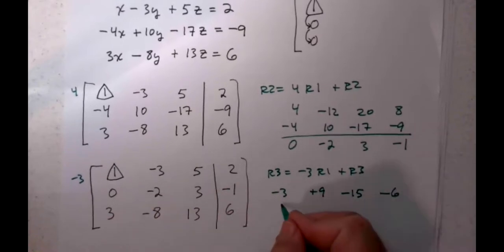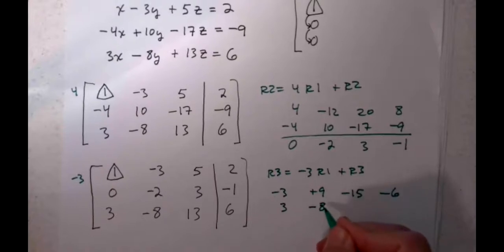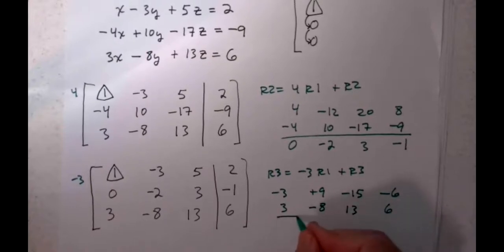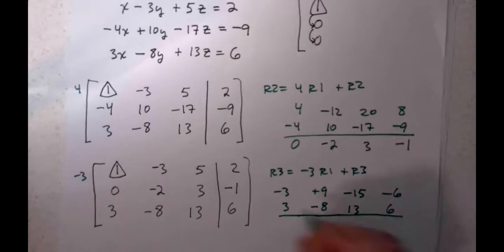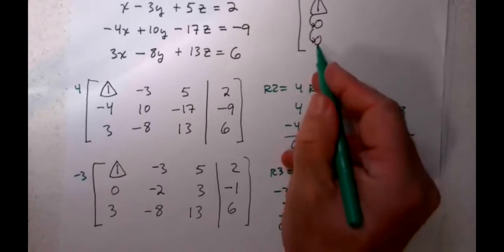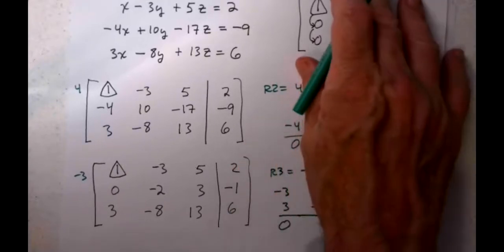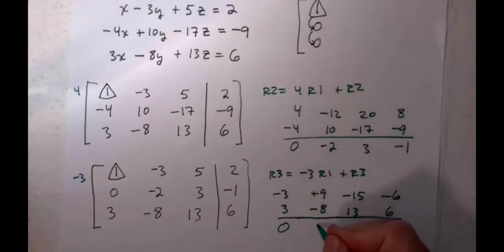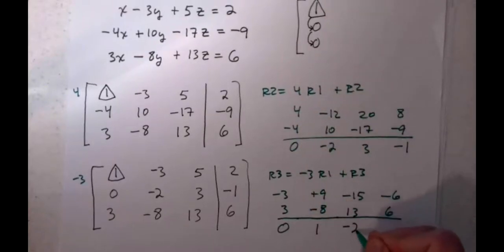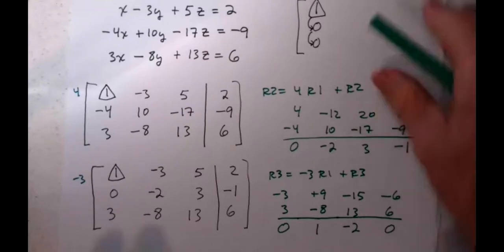Add that to row 3, which is 3, negative 8, 13, and 6. And what do we get? Negative 3 and 3 is 0. Good. We want a 0 in that lower left corner. 9 minus 8 is 1. Negative 15 and 13 is negative 2. Negative 6 and positive 6 is 0. This is my new row 3. So row 1 and row 2 are going to be the same as before. We're going to create a new row 3.